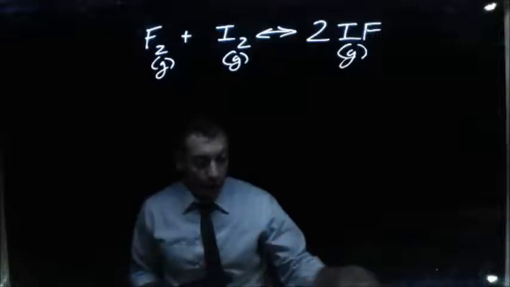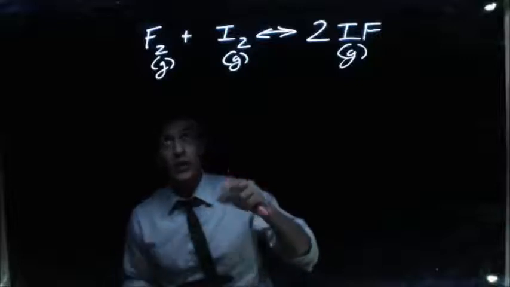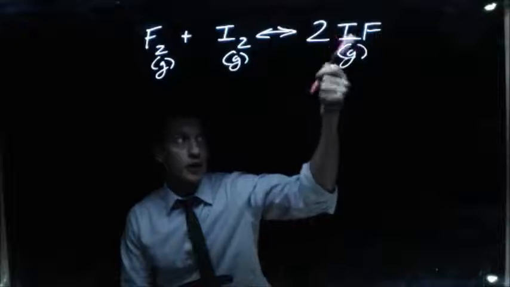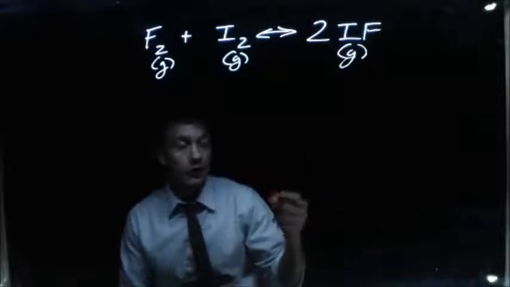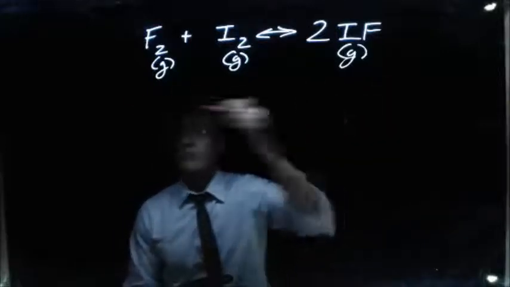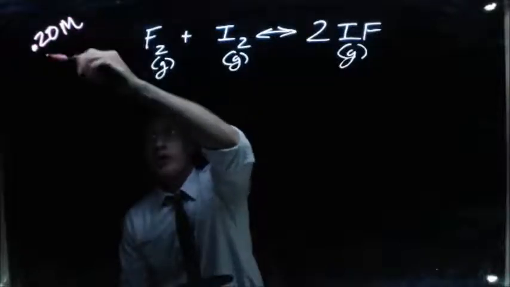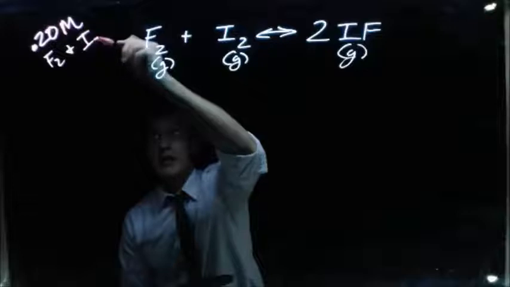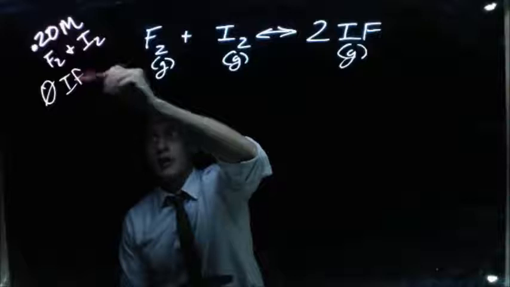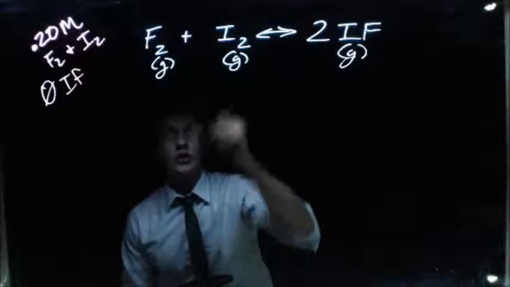All right, here's a straightforward, uncomplicated icebox problem. So we have F2 plus I2 yields 2 moles of iodine monofluoride. And so if initially we begin with 0.20 molar F2 and I2 and 0 of the product, what will the equilibrium concentrations be if KEQ equals 0.00872?